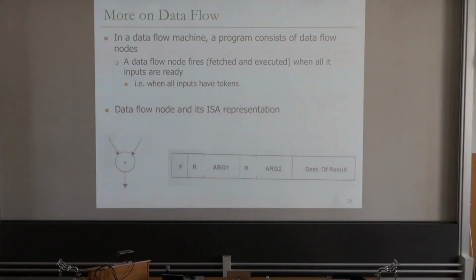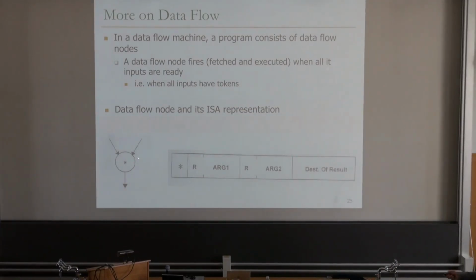You have this multiply. You have the ready bit for argument 1, the ready bit for argument 2, and this is the destination of the result. What does that mean? This is the address of the instruction that's going to get this arc, that's going to be connected to that arc. And you can actually construct programs this way. You can turn this data flow graph into a set of instructions that you can fetch and execute, except you don't specify an order. The order is specified by when the data is available on these arcs.